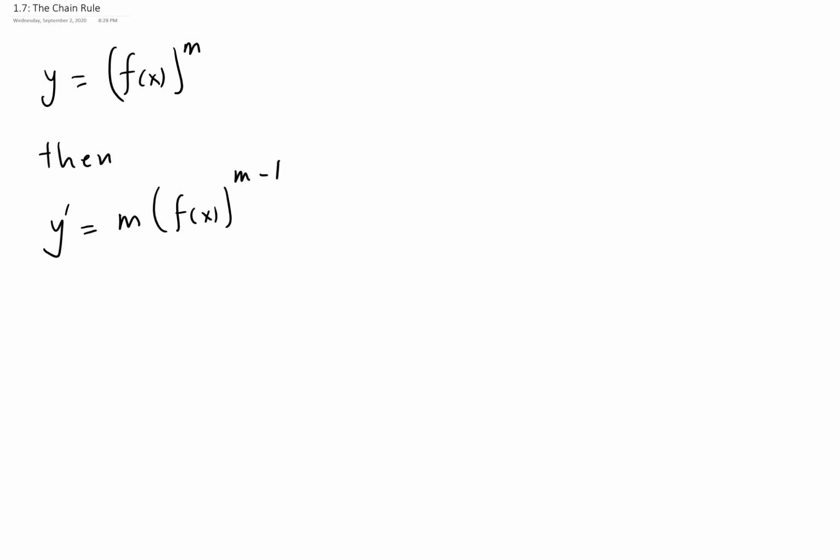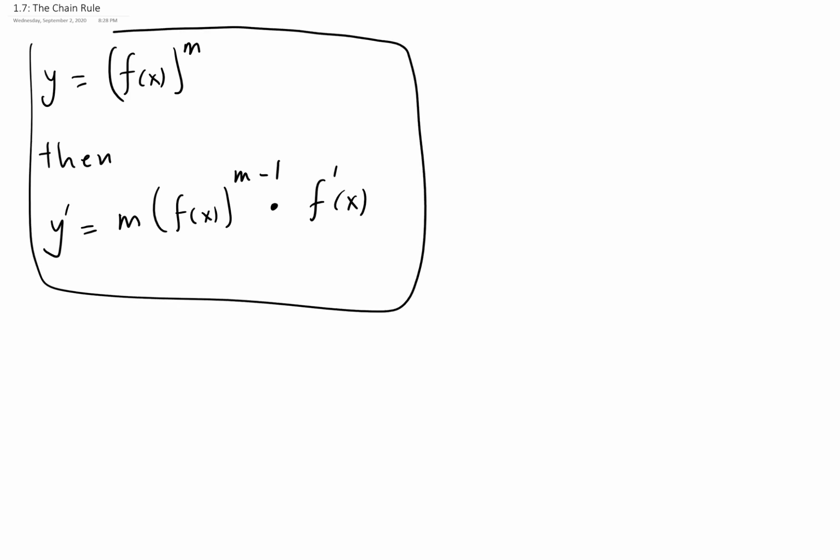To start with the chain rule, we start by writing y equals f of x raised to any power m. If that's the given thing, how do you find y prime, the derivative of that? Well, we learned before that we bring m down, subtract from the exponent. But the chain rule said more than that, you multiply by the derivative of the inside. So this is what the chain rule is.